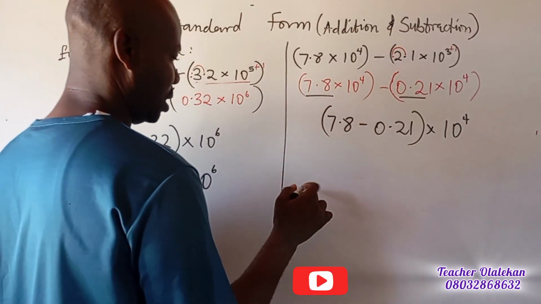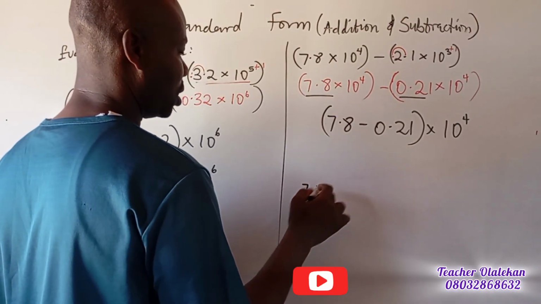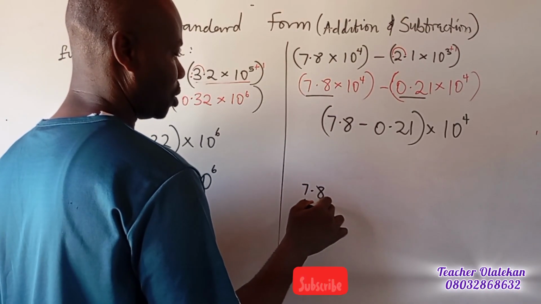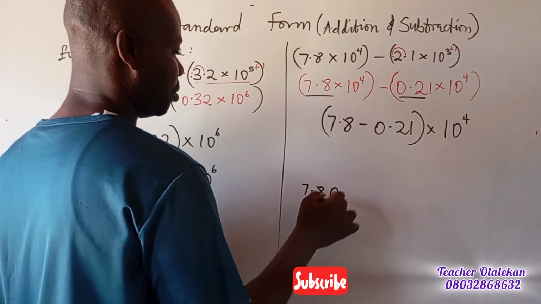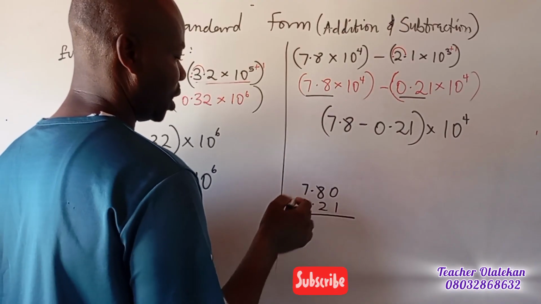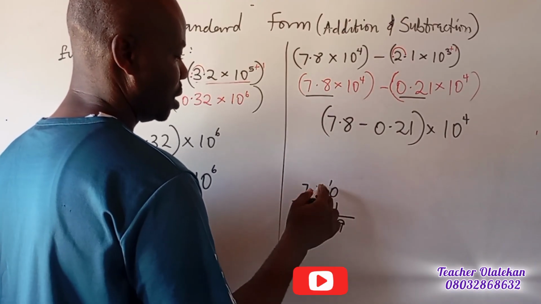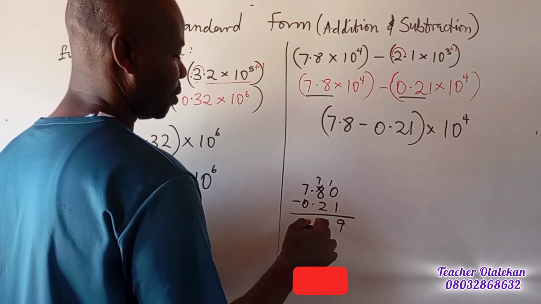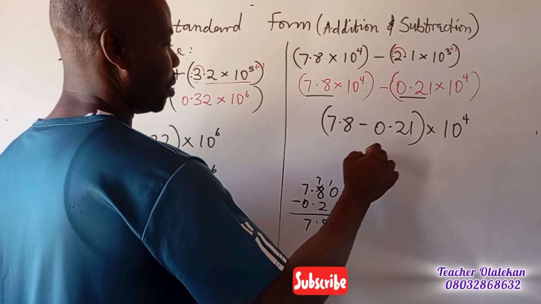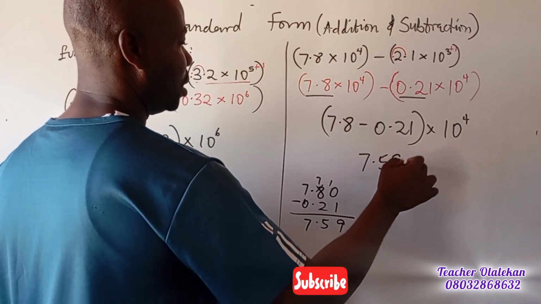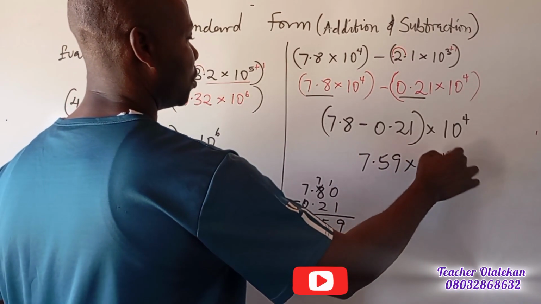Now to do that, let's take away 0.21 from 7.8. So fill the empty space with 0. Let's take away. So borrow here, that becomes 9. This will be 7, and this 5, and this is 7. So that becomes 7.59 times 10 raised to power 4.